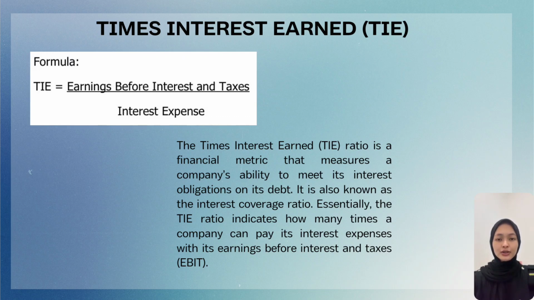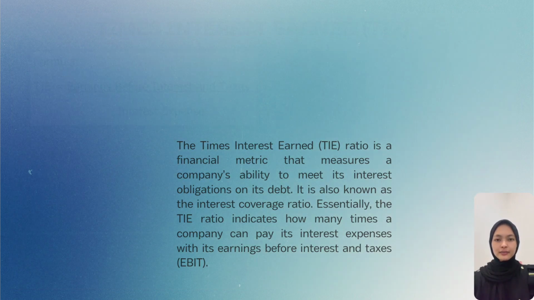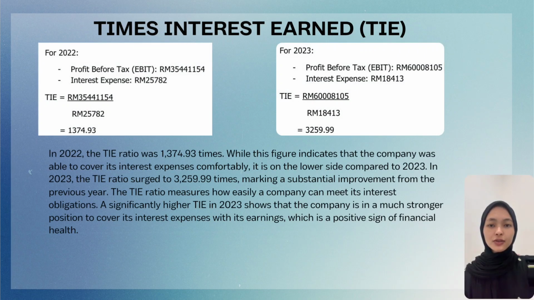For times interest earned, it is earnings before interest and taxes divided by interest expense. That means the times interest earned ratio is a financial metric that measures a company's ability to meet its interest obligations on its debt. It is also known as the interest coverage ratio. Essentially, the TIE ratio indicates how many times a company can pay its interest expense with its earnings before interest and taxes. So here is times interest earned for 2022 and also for 2023.